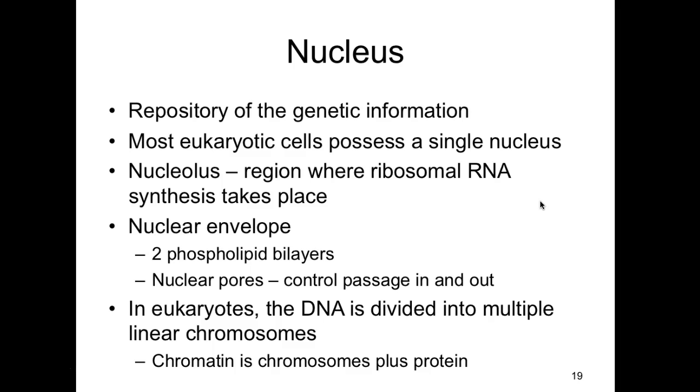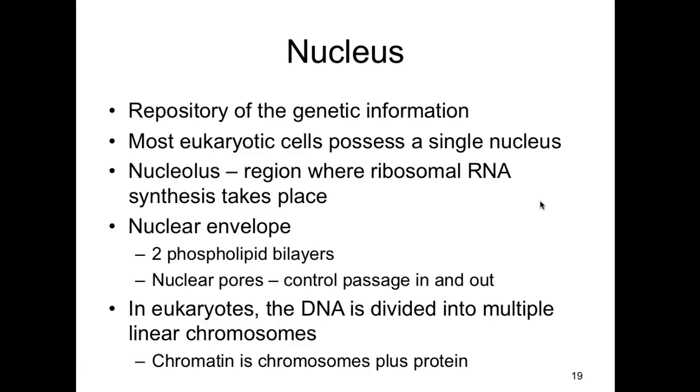So basically what makes a eukaryotic cell eukaryotic is that it has a nucleus. This is where it's going to store the genetic information known as DNA. Most eukaryotic cells possess a single nucleus. Also embedded in the nucleus, you have the nucleolus. The nucleolus is the region where you're going to have the assemblage of ribosomal RNA, or rRNA. So you will make ribosomal RNA there.